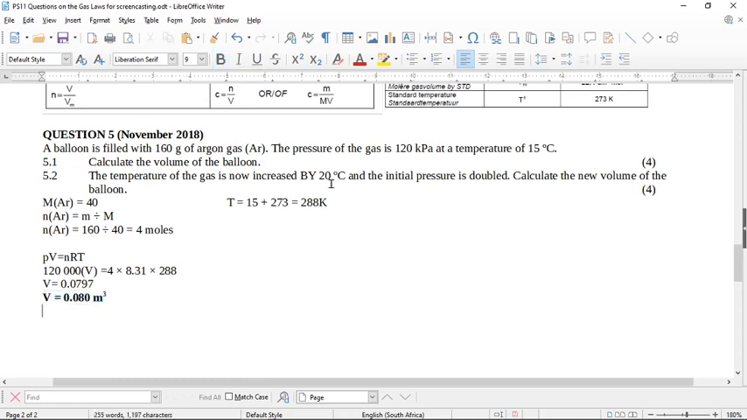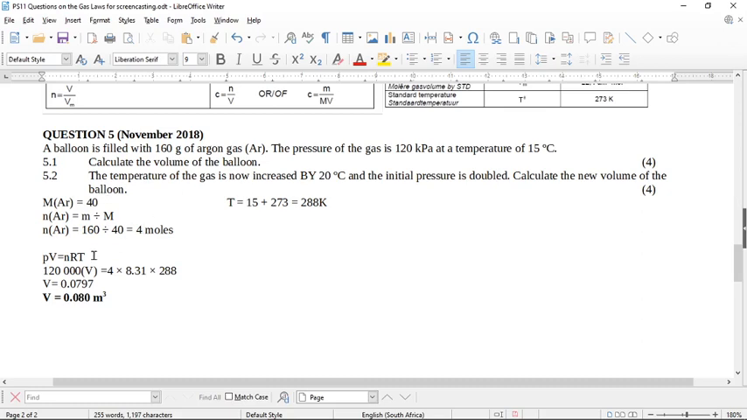now increased by 20 degrees. So there's a difference between increased to 20 degrees and increased by 20 degrees. When it says increased by 20 degrees, we are adding 20 degrees onto the 15. So it'll be 35 degrees C and 288 plus 20 Kelvin. And then it says the initial pressure is doubled. Calculate the new volume of the balloon.